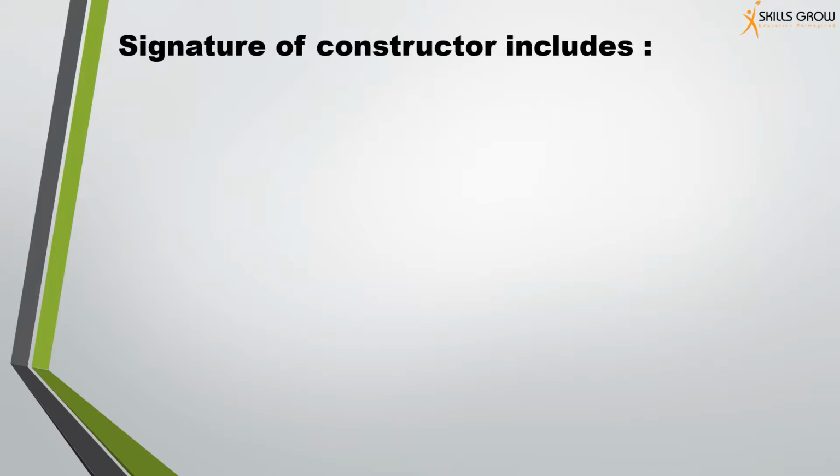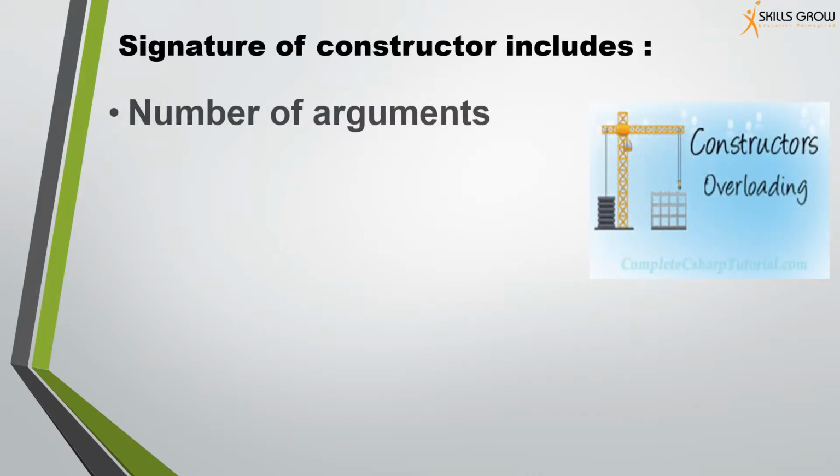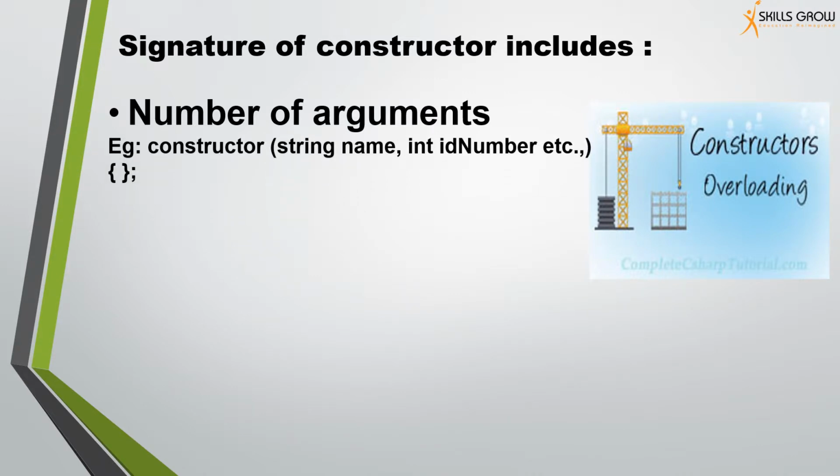Now, the signature of the constructors. That is, the number of arguments. Let's look at this example. Here, there are two arguments, that is, a name and an ID number.